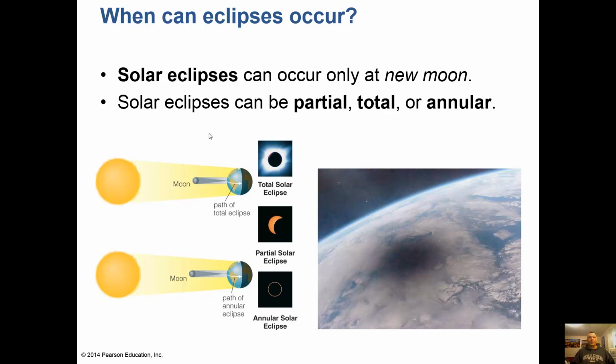I have never seen a total solar eclipse, but we will see one in a couple of years in 2017. That's just 3 years away. In August, it'll go right through Springfield, Missouri. Very rare.